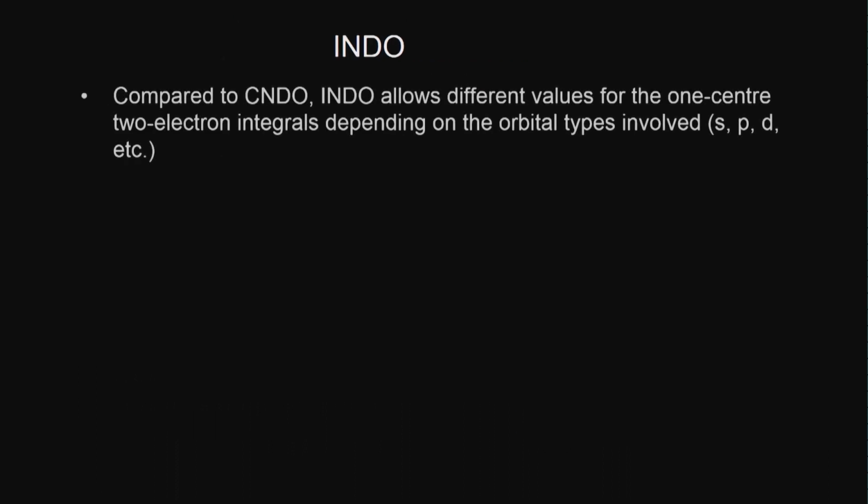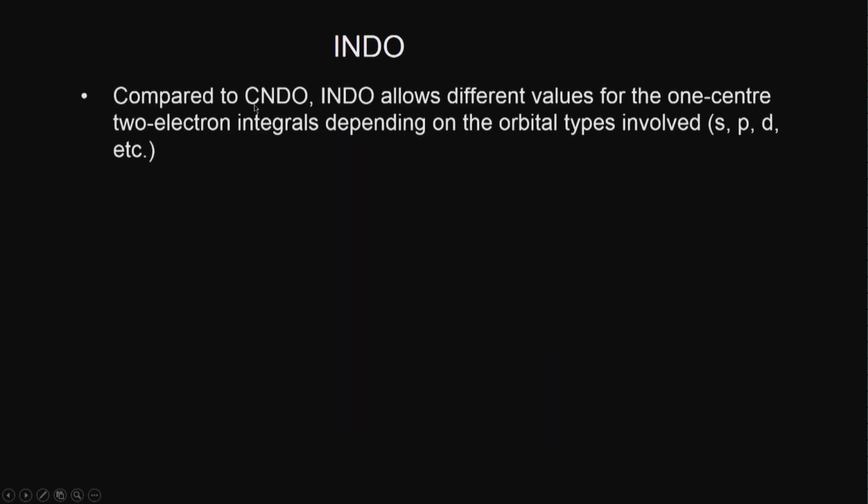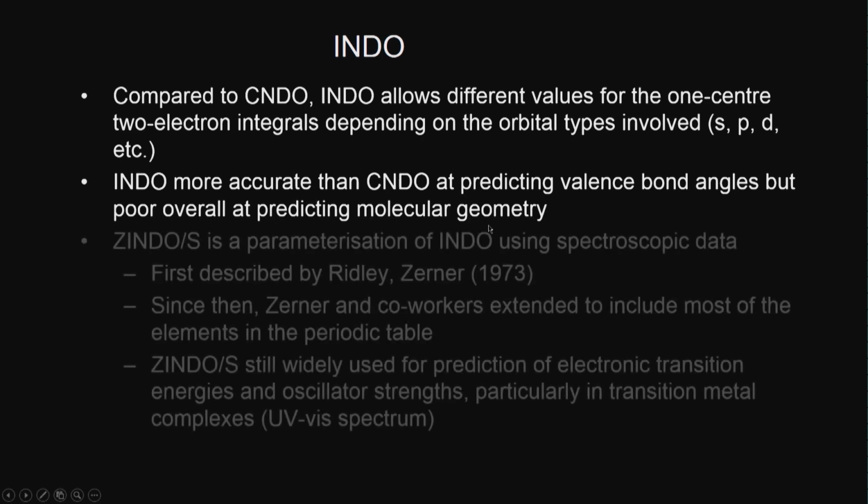Let us look a little at each of these methods, starting from complete overlap going to INDO, the intermediate overlap. Compared to CNDO, INDO allows different values for the 1 center 2 electron integrals depending on the orbital types involved, like s, p, d, etc. It is more accurate than CNDO at predicting valence bond angles, but poor overall at predicting molecular geometry. It gives you a good idea about the bond angles, but molecular geometry is not very good.